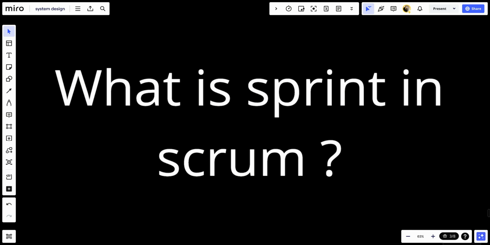What is a sprint in Scrum? A sprint in Scrum is a fixed-length, time-boxed period during which a Scrum team works to complete a set amount of work. It is one of the fundamental concepts in the Scrum framework, promoting a regular, iterative approach to product development. Let's talk about the key aspects of the sprint.